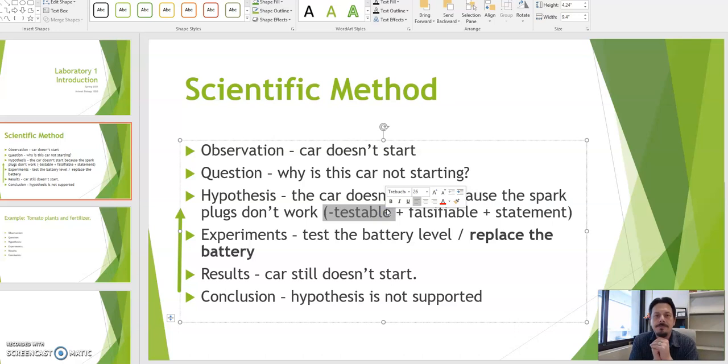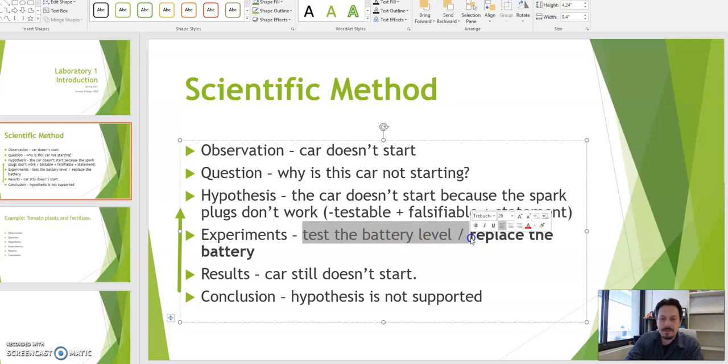Is this testable? Yes. You could test it by replacing the spark plugs. Is it falsifiable? Could it be that the spark plugs are not the reason that the car isn't working? The answer is yes, right? You could still think maybe it's out of gas. Maybe your key, like a lot of keys now are electronic, and maybe the electronics for the battery and the key isn't working anymore. Is this a statement? The car doesn't start because the spark plugs don't work. Yes, that is a statement. So, good hypothesis.